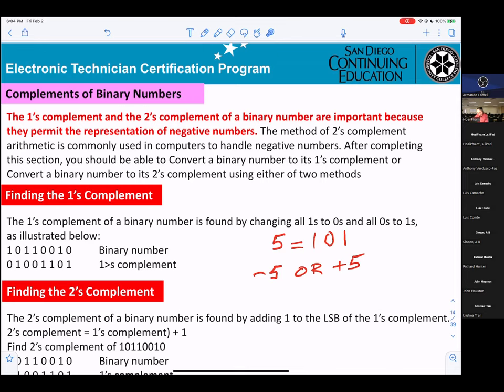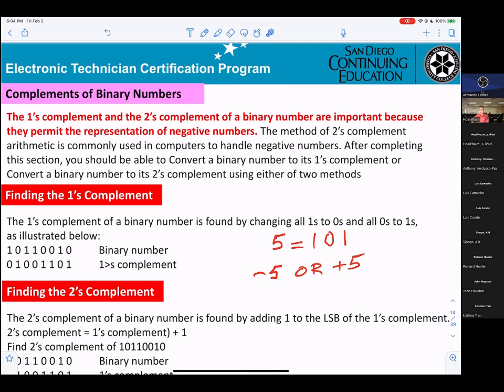The first complement of a binary number is found by changing every 1 to 0 and every 0 to 1. Very simple. If you have the binary number 1010010 and you want the first complement, just go ahead: 0101101, and so on.